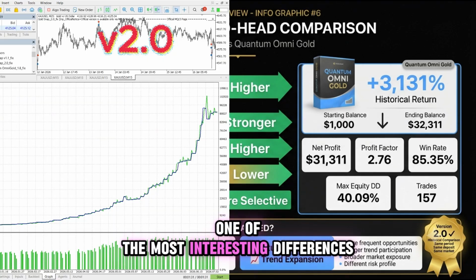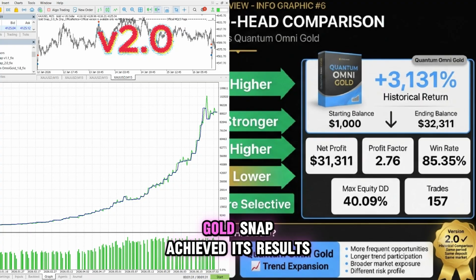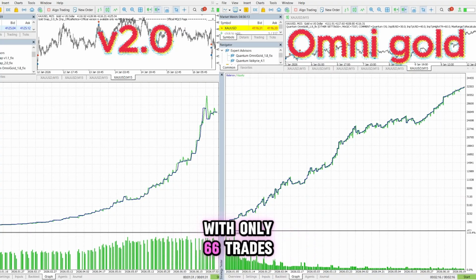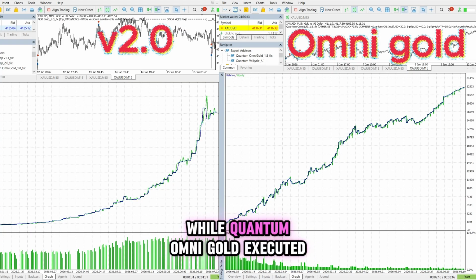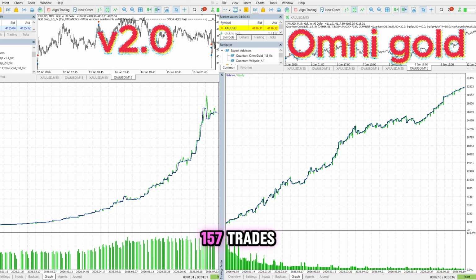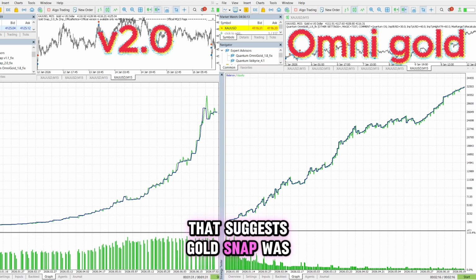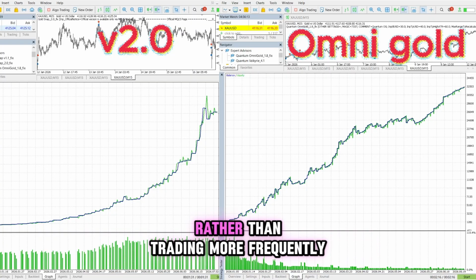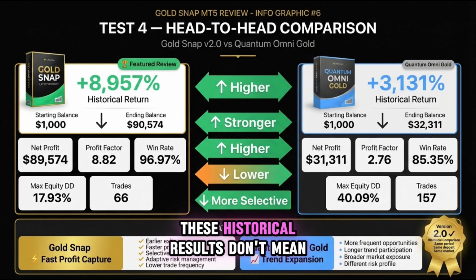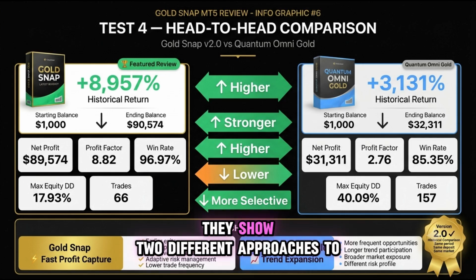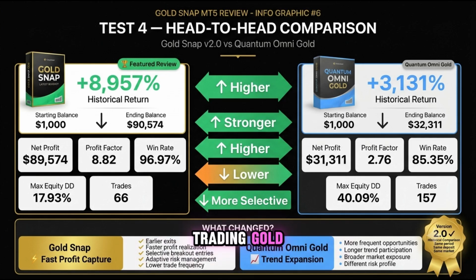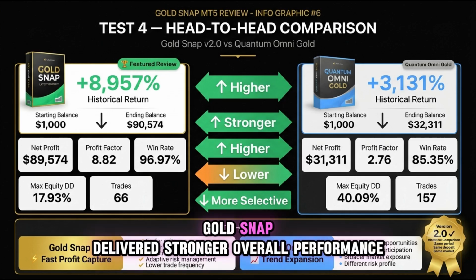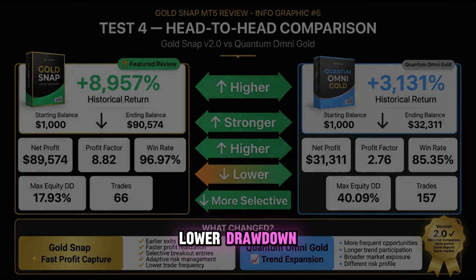One of the most interesting differences is efficiency. Gold Snap achieved its results with only 66 trades, while Quantum Omni Gold executed 157 trades. That suggests Gold Snap was more selective, waiting for higher quality breakout opportunities rather than trading more frequently. These historical results don't mean one strategy is universally better. Instead, they show two different approaches to trading gold. Based on this test period, Gold Snap delivered stronger overall performance while maintaining fewer trades and lower drawdown.